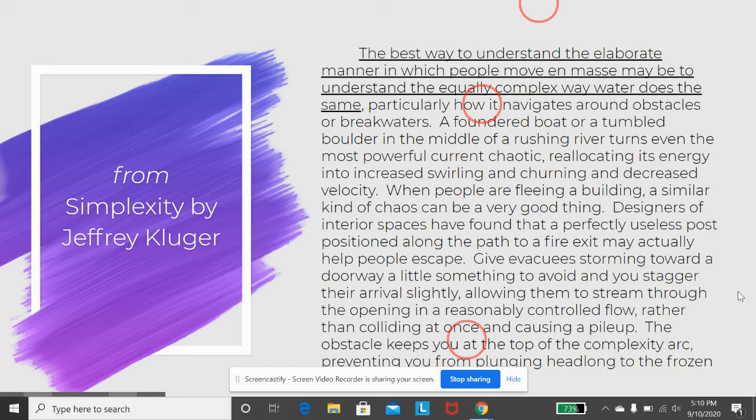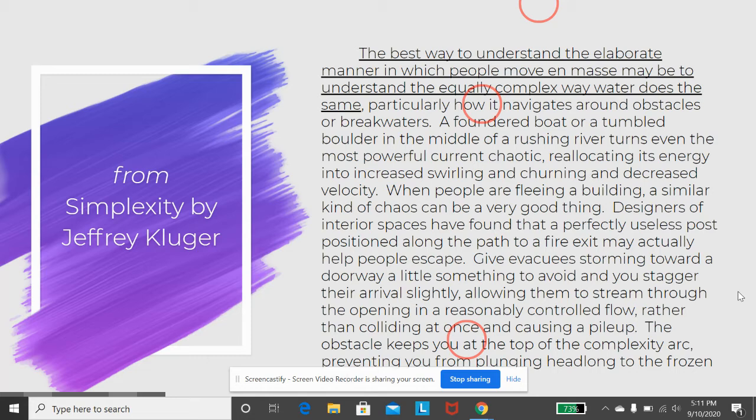The best way to understand the elaborate manner in which people move en masse may be to understand the equally complex way water does the same, particularly how it navigates around obstacles or breakwaters. A foundered boat or a tumbled boulder in the middle of a rushing river turns even the most powerful current chaotic, reallocating its energy into increased swirling and churning and decreased velocity.